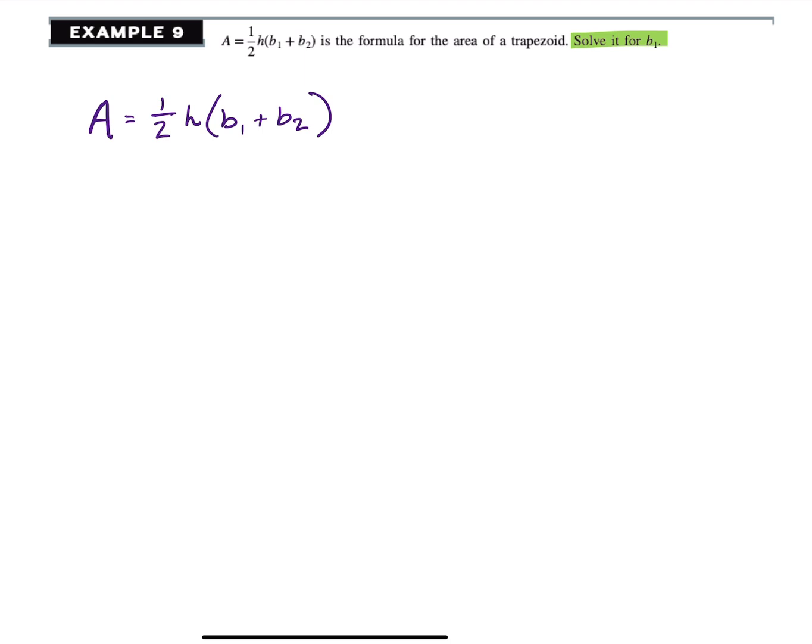So let's first start with the 1/2. Remember in that previous example, we had a 1/2, and to move this, we can see that as like a division by 2. So in order to move it over, we would multiply by 2. And then let's keep in mind we want to solve for this. So when the 2 multiplies over, we'll just end up with 2 times A. We still have the H times B1 plus B2.